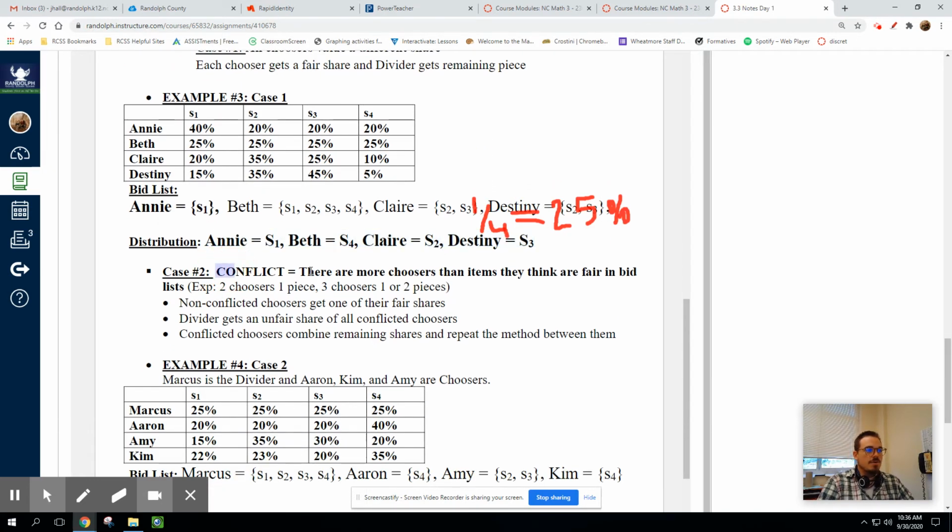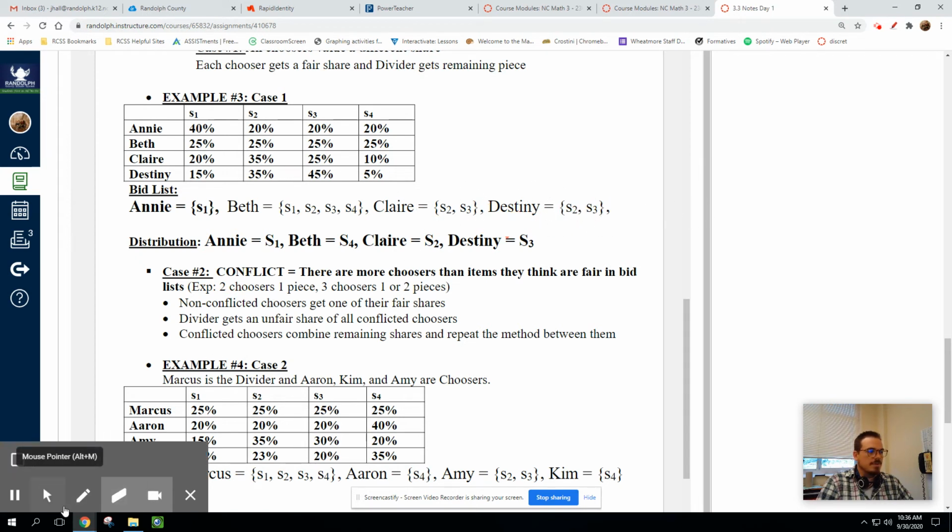Now, in this case, there could be a conflict. There are more choosers than items they think are fair to bid in those lists. So like 2 choosers, 1 piece, 3 choosers, 2 pieces. So basically, you got more choosers than what we can divide off. So there's 2 choosers that only like 1 piece. There's a conflict. So if there's 3 choosers that only like 2 pieces together, there's a conflict, right? Because somebody has to not get what they want.